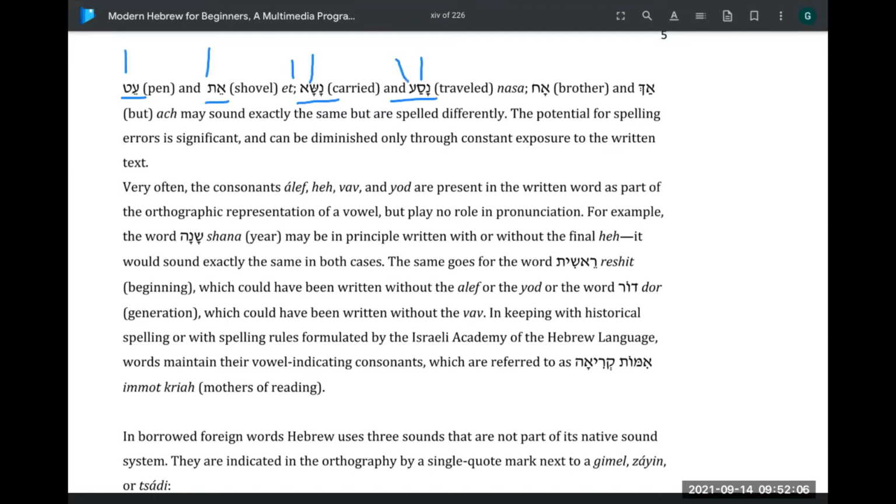Okay. Ak, brother, and ak, meaning but. Okay, notice the difference? We've got a het here. We've got a chaf sofit here. Okay, sounds the same, but means something different. They may sound exactly the same, but are spelled differently. Okay, that's important to know.